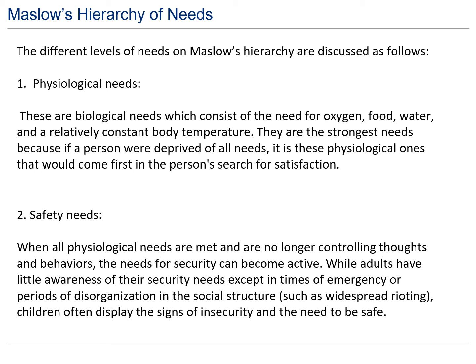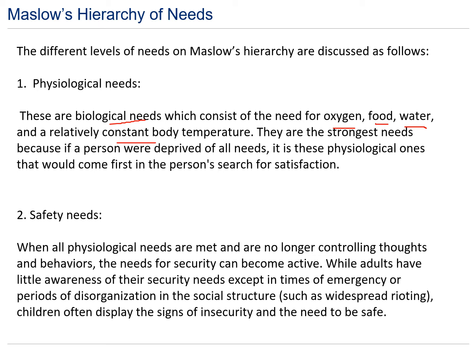The first one is physiological needs. These are nothing but the biological needs, which consist of oxygen, food, water, and relatively constant body temperature. They are the strongest needs, because if a person is deprived of all needs, it is these physiological ones that would come first in a person's search for satisfaction.